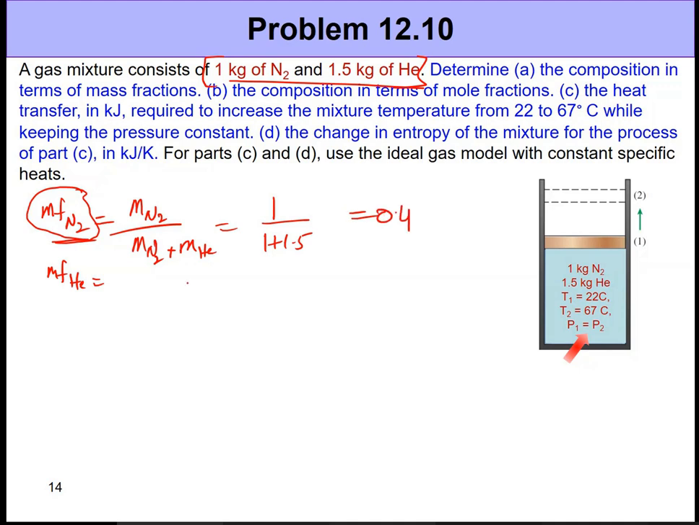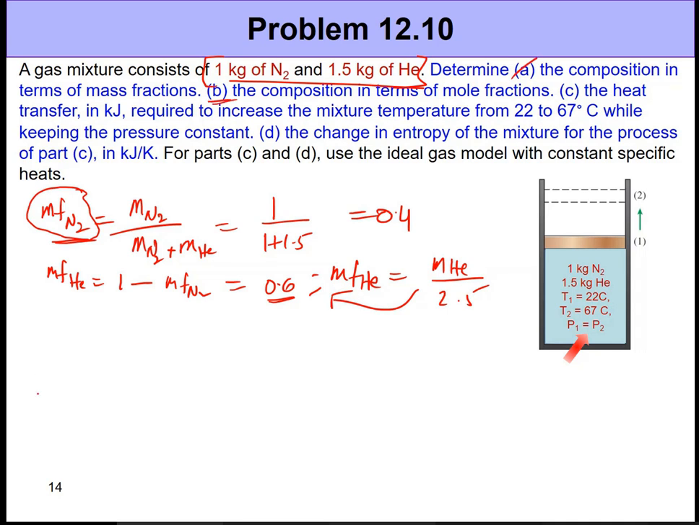So that's 0.4. Now for the mass fraction of helium, I could take it as 1 minus the mass fraction of nitrogen, because we just have two components, and we know that the sum of mass fractions for all components is equal to 1. So it comes out to be 0.6. If you want, you can also calculate the mass fraction of helium as the mass of helium divided by the mass of the mixture. So 1.5 by 2.5 will again give you the same number. That's as simple as determining the mass fractions. So that's for part A.